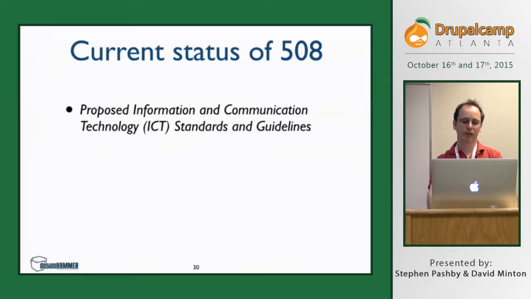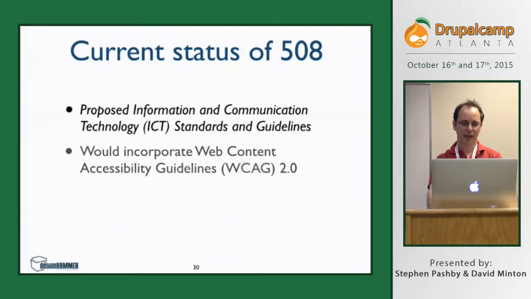There right now is a proposed information and communication technology standards and guidelines. And so the thought right now is rather than having a separate set of guidelines, which we're operating under right now, that were written in 1998, they would just use the Web Content Accessibility Guidelines from the World Wide Web Consortium. And so rather than the government trying to maintain its own list, it would just say whatever is WCAG 2.0 will be what's required. That's what the current thought is, how it's going to go.